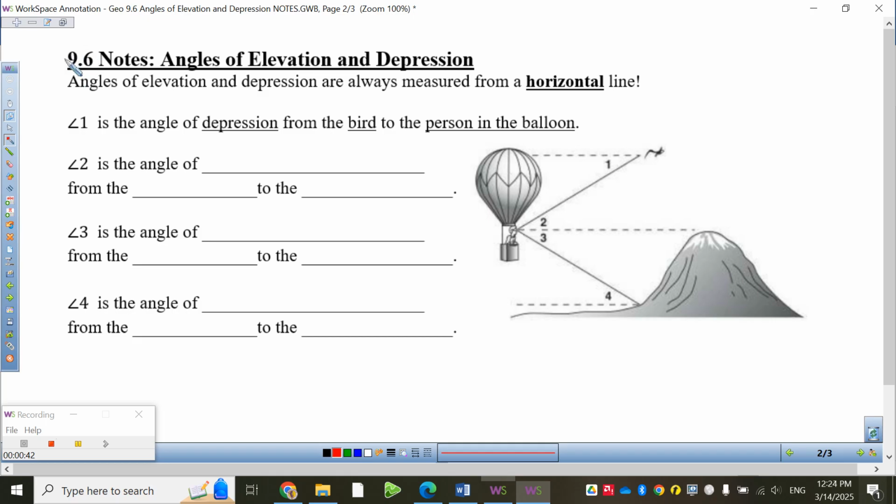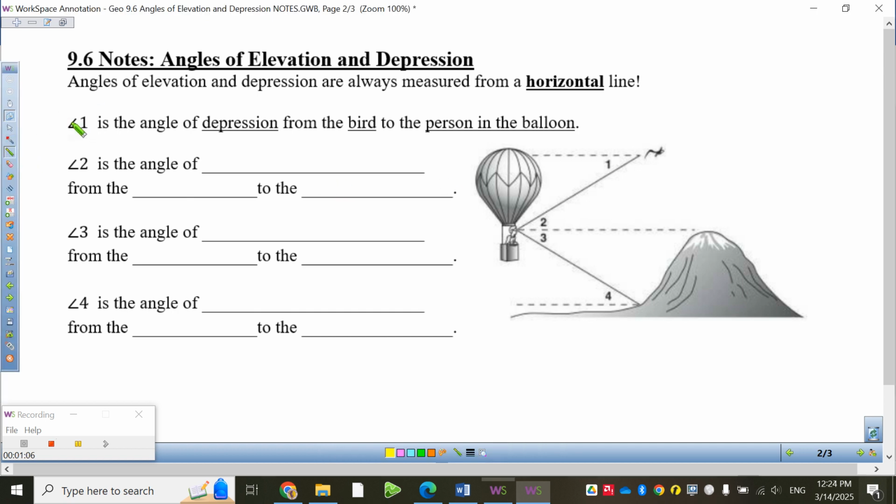All right, so we're in our 9.6 notes section, angles of elevation and depression, and this should be page 6 in your packet. Angles of elevation and depression are always measured from a horizontal line, and let's talk through the 4 different locations in this diagram and see if we can understand angles of depression and angles of elevation.